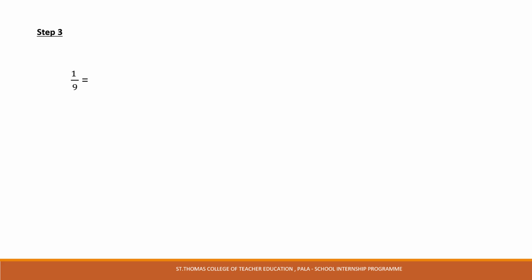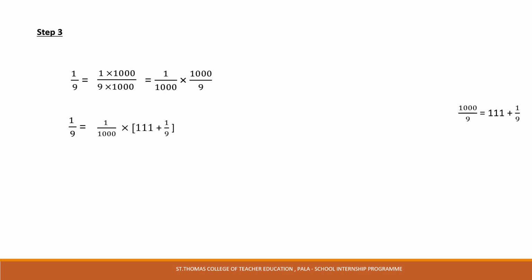Tell me. Yes, writing 1 by 9 as itself and multiplying with, yes, 1000 and splitting it as, correct, 1 by 1000 into 1000 by 9, isn't it? Then, yes, writing 1 by 9 again and replacing, tell me, which number by which number? Correct, 1000 by 9 with 111 plus 1 by 9. How does this 111 plus 1 by 9 come? Yes, by dividing 1000 by 9, we get 111 plus 1 by 9.